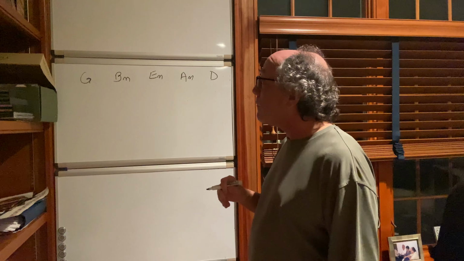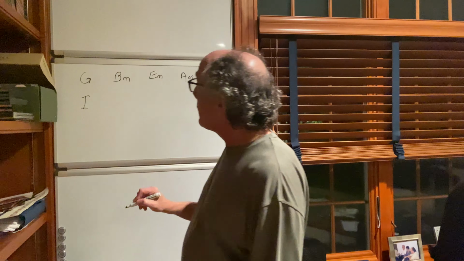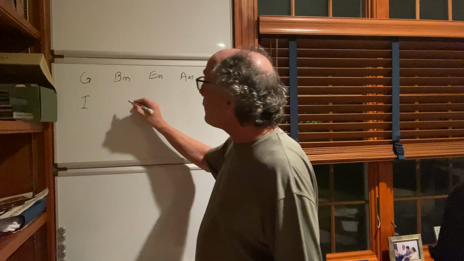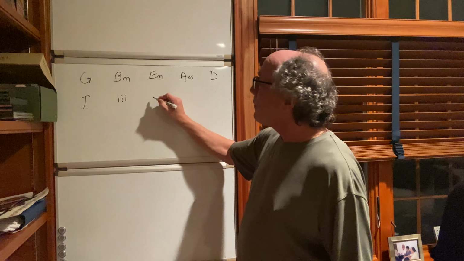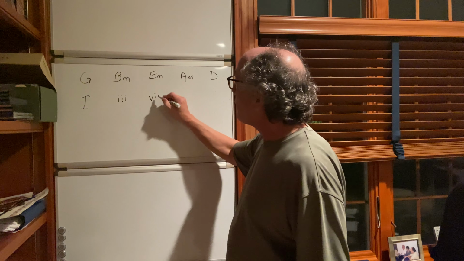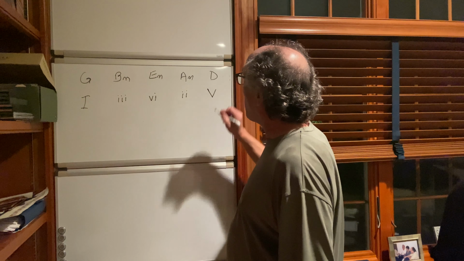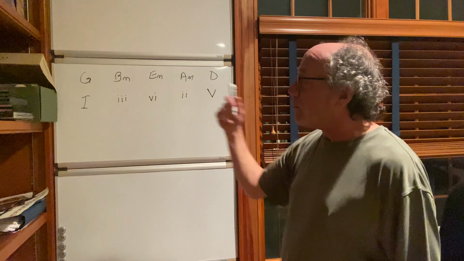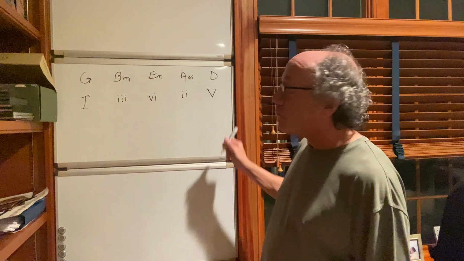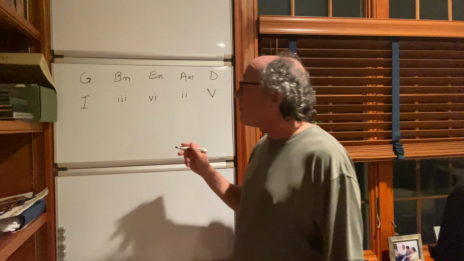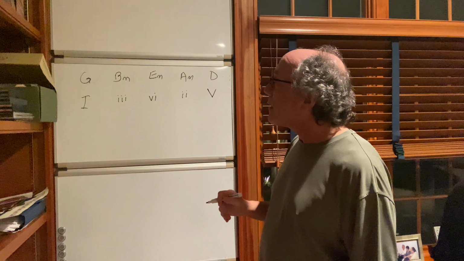And in terms of the scale degrees, the G is the 1, the B, which is minor, is the 3, the E, also minor, is the 6, the A minor is the 2, and the D is the 5. And of course it's going to repeat, so 1, 3, 6, 2, 5, 1, 3, 6, 2, 5. And notice it has that familiar 2, 5, 1 sequence embedded in it.